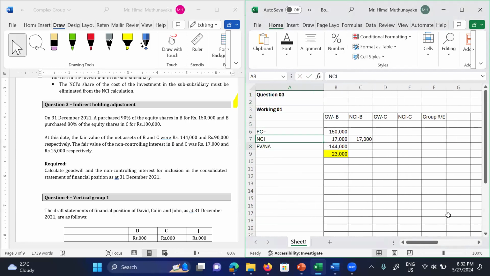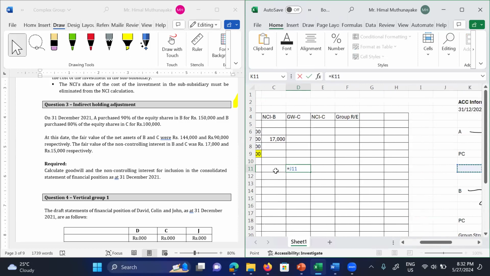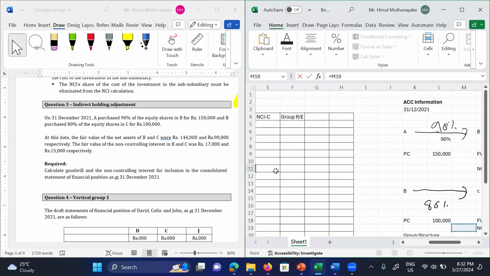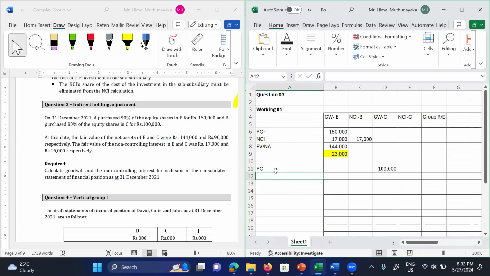So now I want to work with the goodwill of company C. The purchase consideration I have taken. It is very difficult to teach consolidation accounts in Excel, it is very difficult to do this. Purchase consideration 100. I will try to do this in Excel in a way that you can understand, although it is hard in Excel.